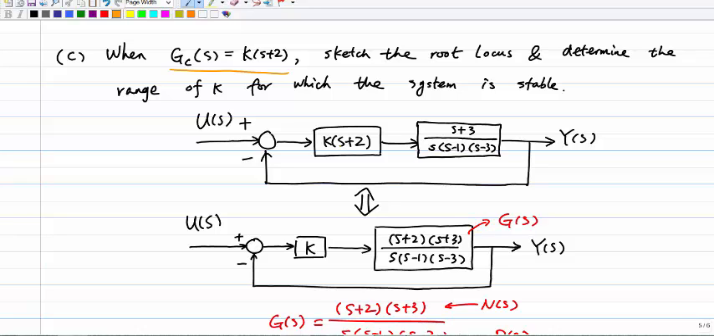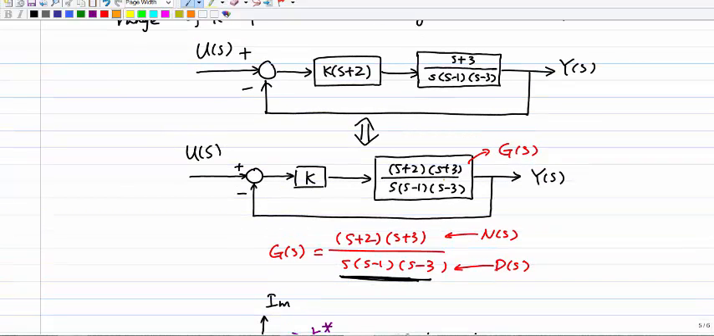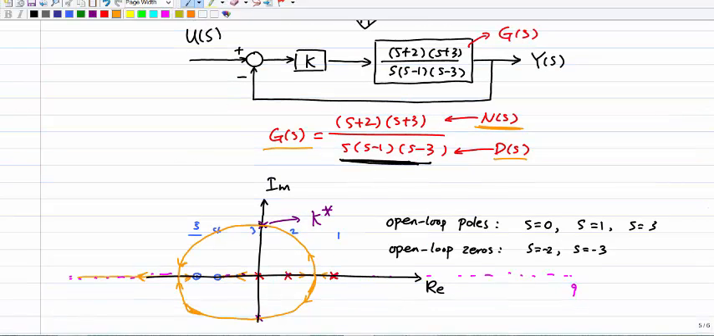So I can move this s plus 2 to this one. It doesn't affect my transfer function at all. Once we do that, we have the standard form. Now for this new G sub s, I have to compute this. So I reassign the G sub s, N sub s, and D sub s over here. Okay, now here I have computed it.